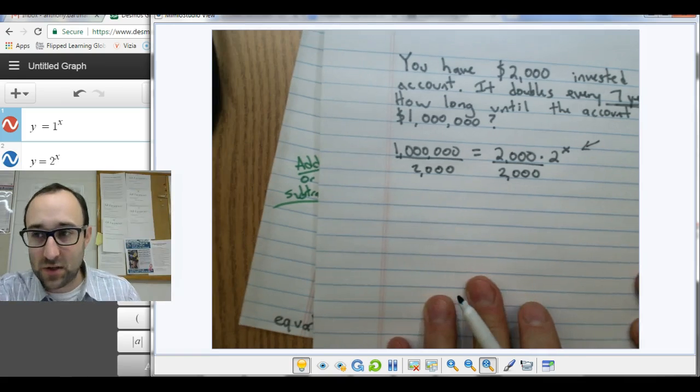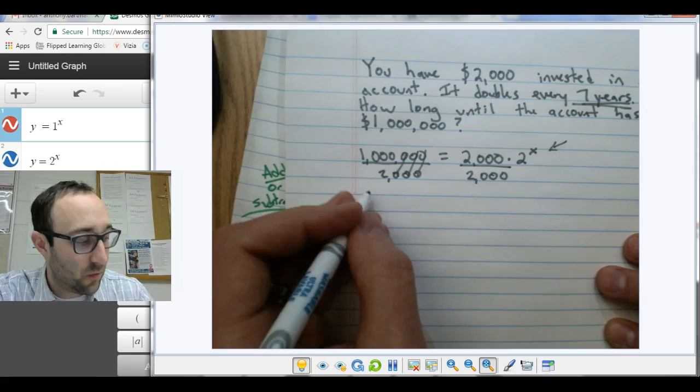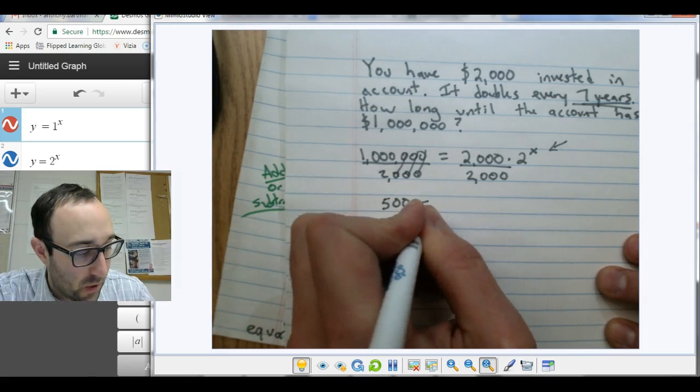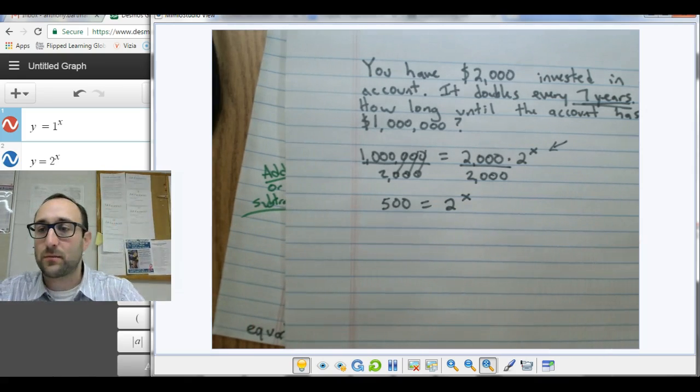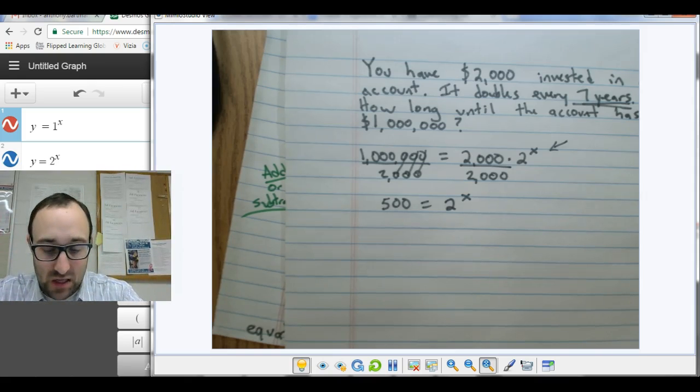So I'm going to divide both sides by $2,000 first, right? The zeros all cancel out. And I'm left with 1,000 divided by 2, which is 500 equals 2 to the x. And I could say, okay, 2 times 2 times 2 times 2 times 2. I didn't really want to do that. I want to be able to actually use something else.